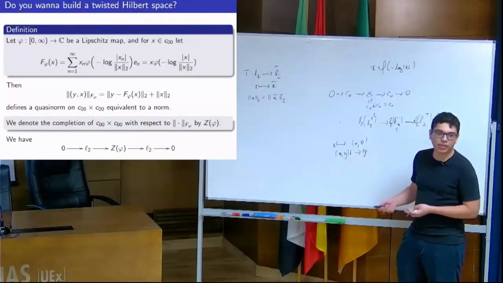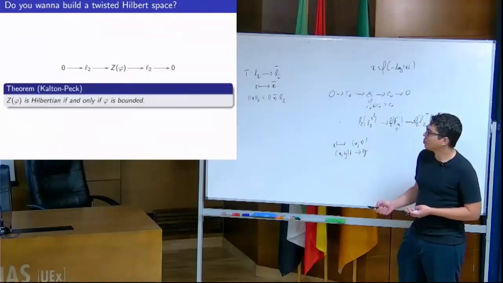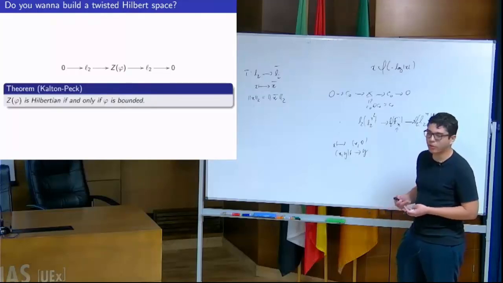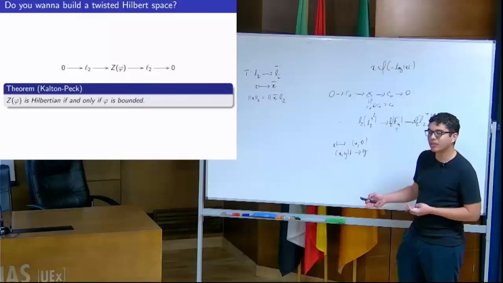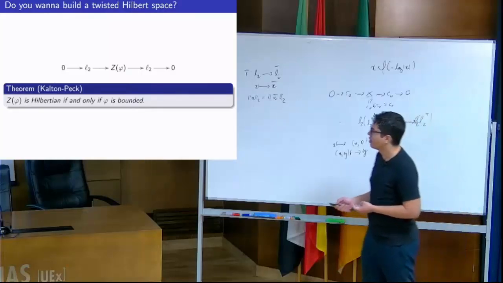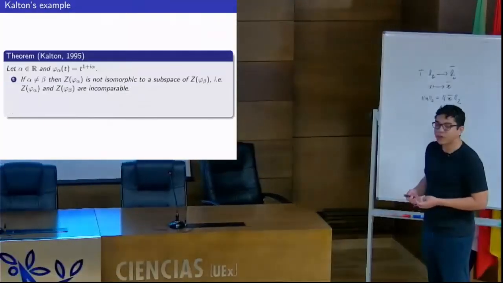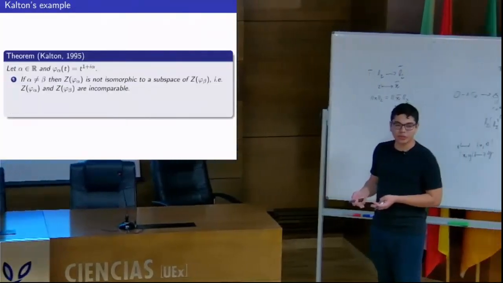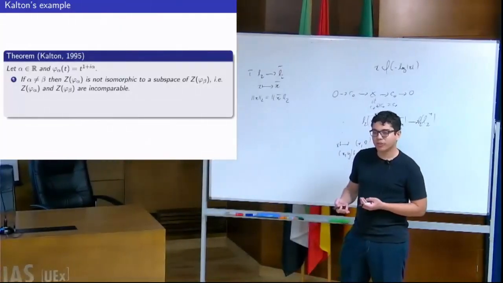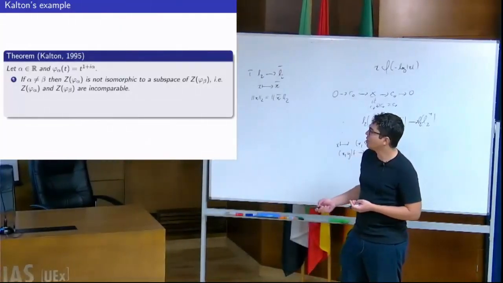So Kalton and Peck come and show you which class of maps you should take. So Z of phi is Hilbertian if and only if phi is bounded. Okay? So if you take your Lipschitz map to be unbounded, this will define to you a twisted Hilbert space. Okay? And so you are ready to show what are Kalton's examples of spaces which are not isomorphic to their complex conjugate. Okay? So you take this class of map here.